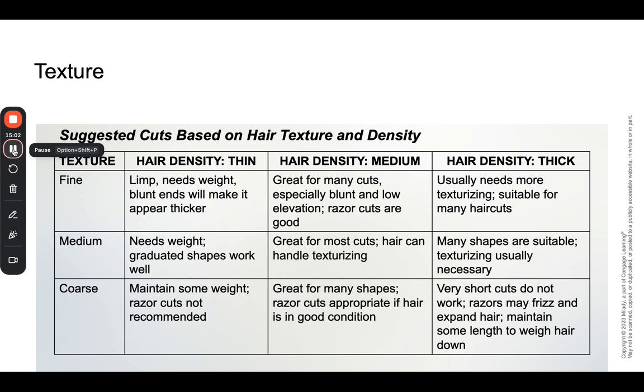For example, medium textured hair that has medium density works great for most cuts, and hair can be texturized. It can handle texturizing. If a person has a fine textured hair with thin density, it typically is going to feel limp, it's going to need weight, and blunt ends will make it appear thicker. So again, copy this chart down, make it your cheat sheet so that you can understand what to do when you're in different situations or you're working with your various clients that have different hair textures and densities.